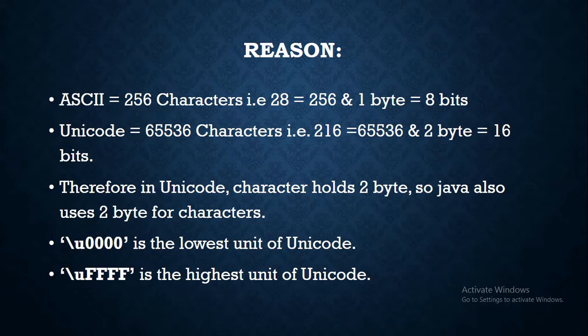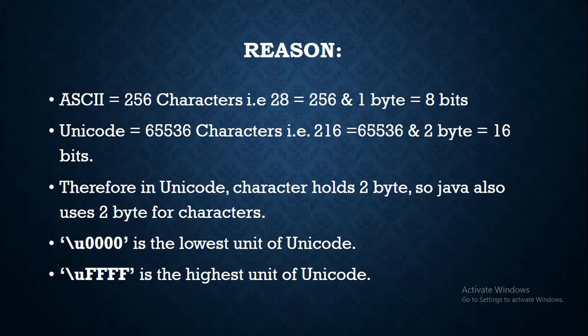Unicode. What's the meaning of Unicode? It has 65536 characters, because it is 2 bytes, 16 bits, and therefore in Unicode a character holds 2 bytes. I already told you that in the Java language a character takes 2 bytes. So in Java language what do we use? Unicode, and Unicode always uses 2 bytes for a character. Clear? So Java also uses 2 bytes for a character.